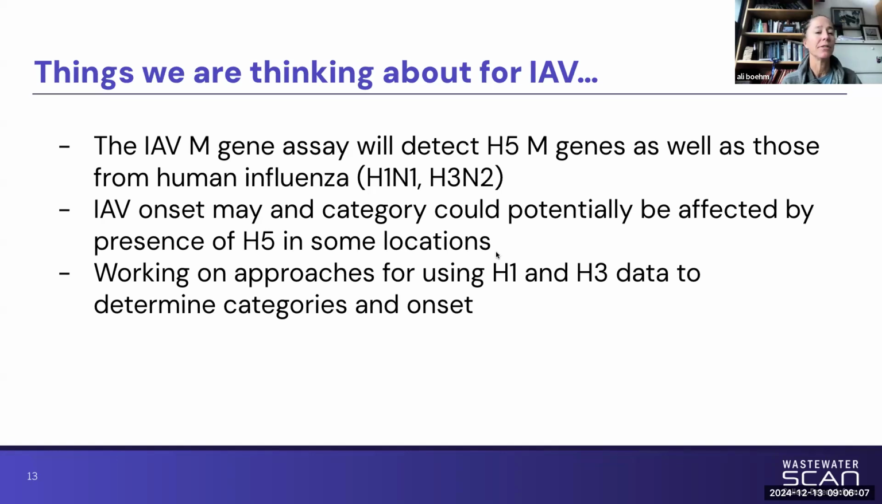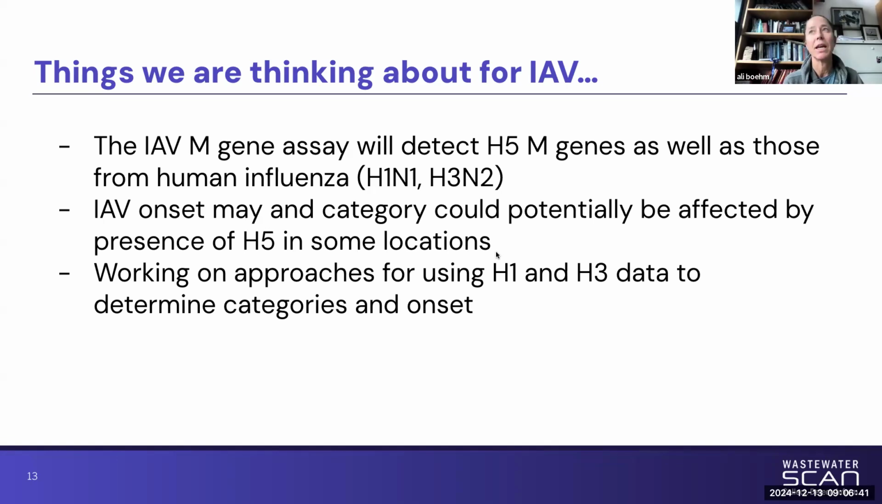And so this could affect our interpretation of the data. Currently we use the M gene concentration to determine influenza A wastewater event onset and category. That could be affected by the presence of H5 in some locations. So we're going to need to look at H1 and H3 measurements, as well as H5, in some of these locations to parse that apart. We're working on that right now and thinking about the science and the data science to do that.